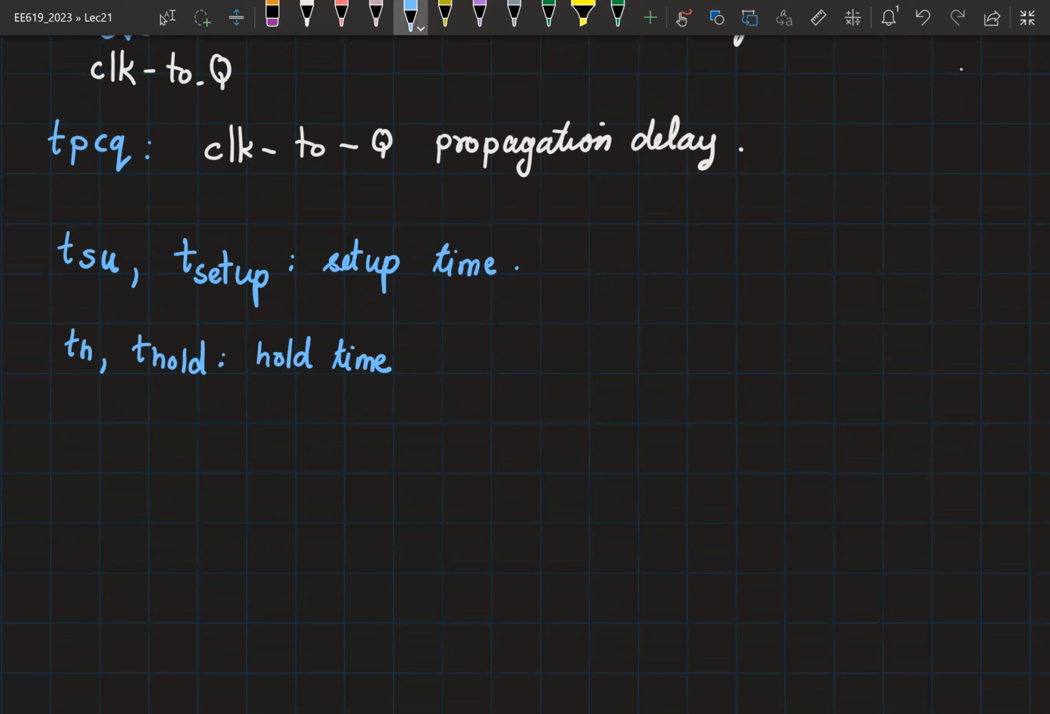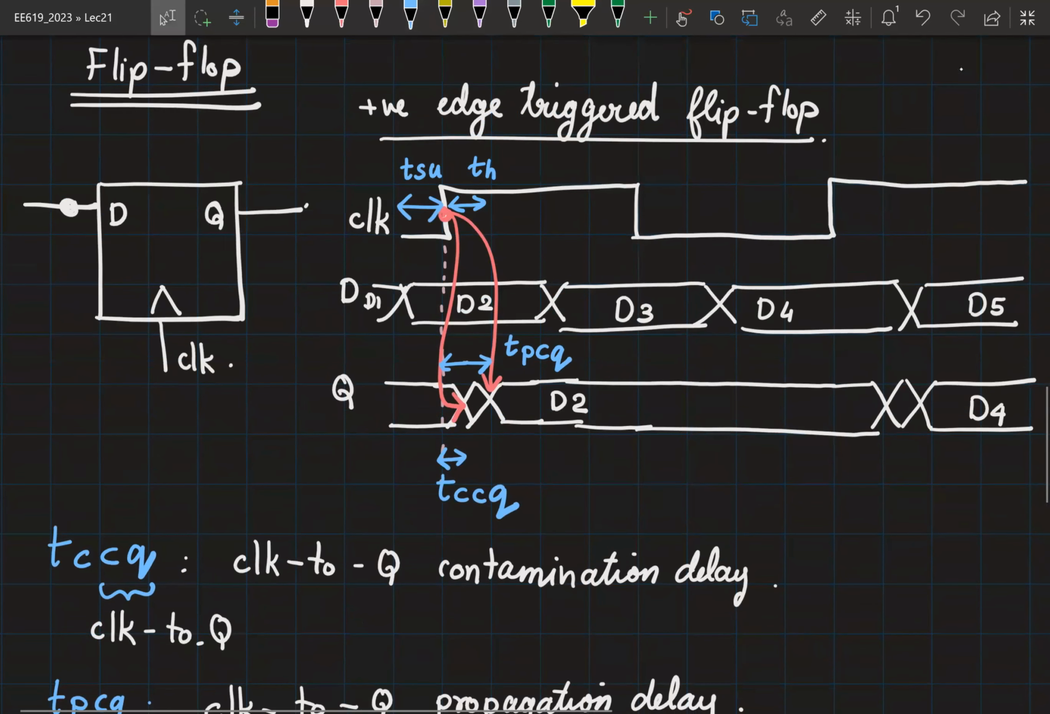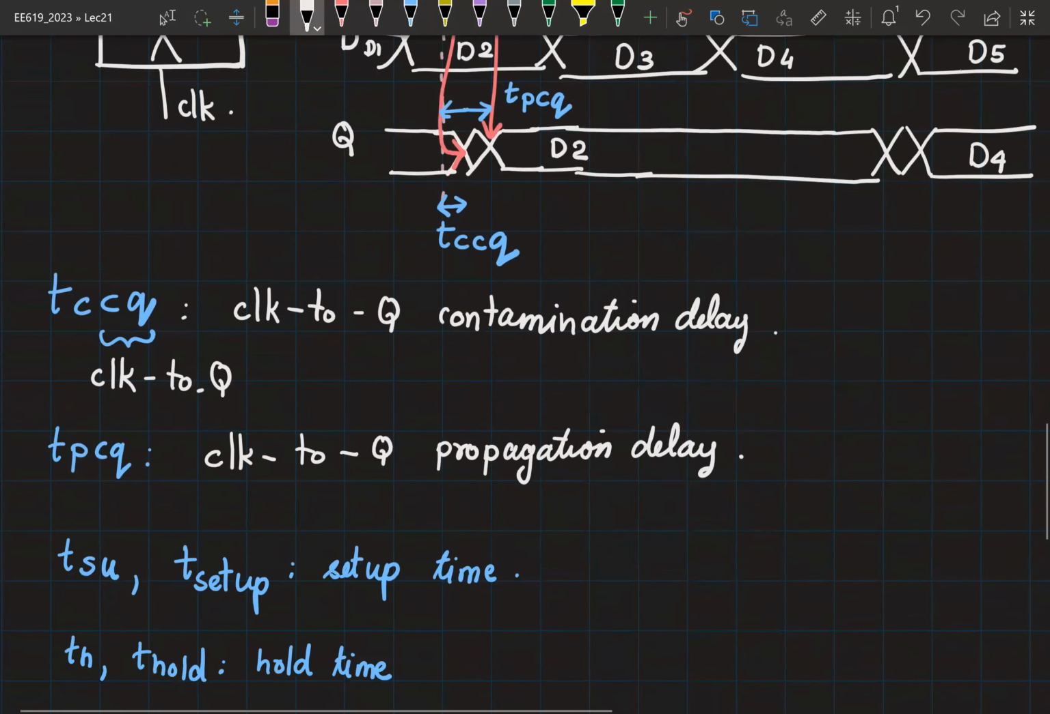So as long as your data is steady during the setup time and the hold time, you are guaranteed that it will get sampled correctly to the output. Okay, any questions on this? Then let's move on to latches.